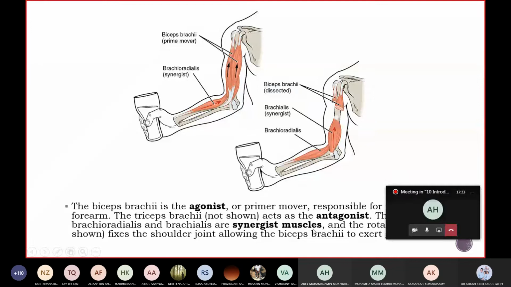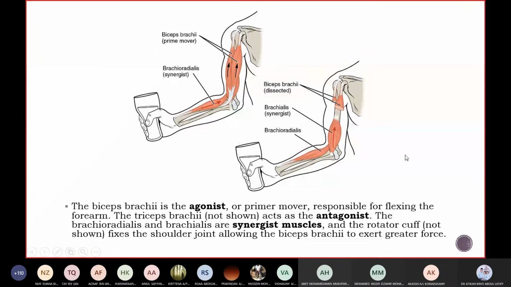And it's not seen here, but you have another muscle at the back of the arm here, and that will be your triceps, not shown in the picture, and that will act as an antagonist because when the biceps contract, the triceps will relax. Okay, so the action is opposite of the prime mover, so the triceps is termed as the antagonist. Okay.